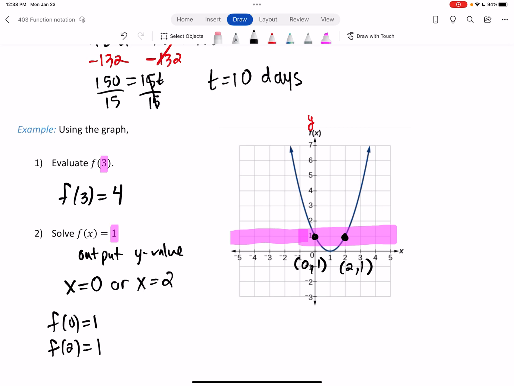So when the number is inside the parentheses, you go to that x value and you look for the one point on the graph. If the number is after the equals, or it's the output, you go to that y value and you look for all the possible places, all the x values, where the graph touches that y value.